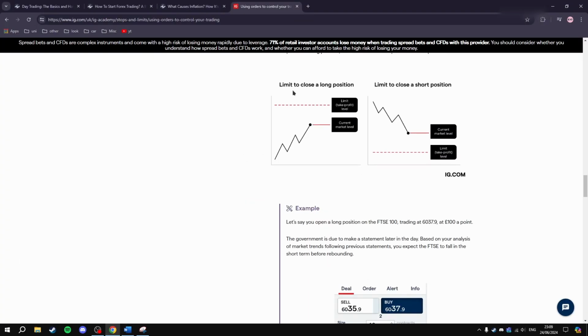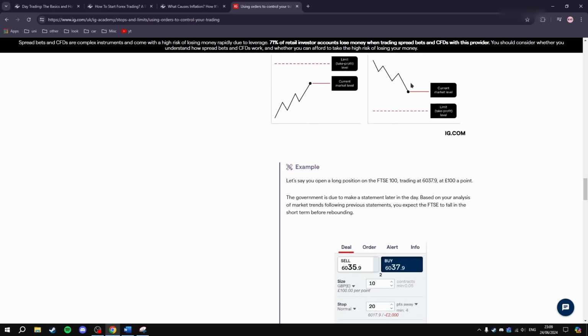So limits to close a long position, you set a limit take profit level above the current market price, and below the current market price if you're shorting it, because you're hoping the price is going to go down.